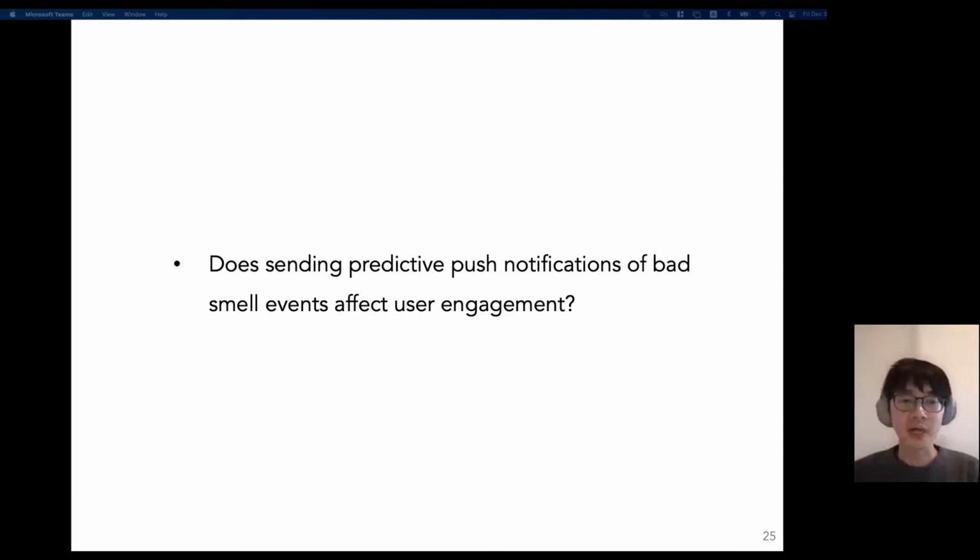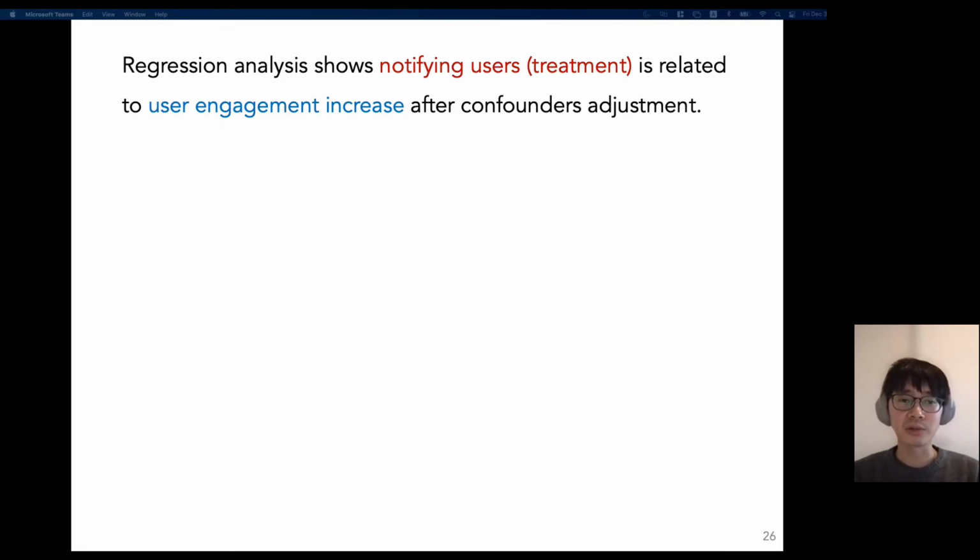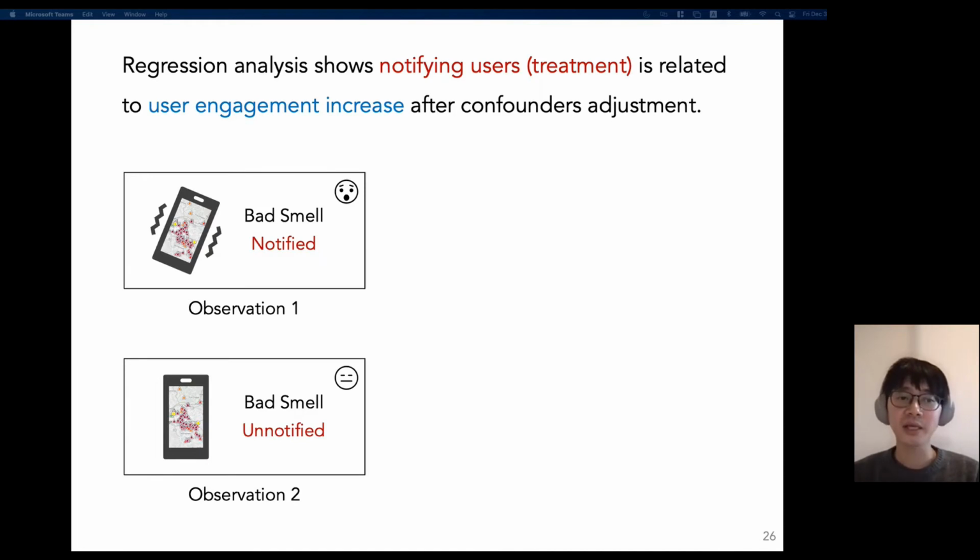And the next one is, after we build this model, we use the push notifications to engage people, but how effective is that? So I want to know it. So I run a regression analysis to analyze if sending all these push notifications actually increases the user engagement. So here's how I do that. The first case is in the real world, there is some problem. The algorithm detects the problem and sends a notification to users. That's the first case. The second case is there is some bad problem in the real world, but the algorithm failed to detect these smell events. So users didn't get anything.